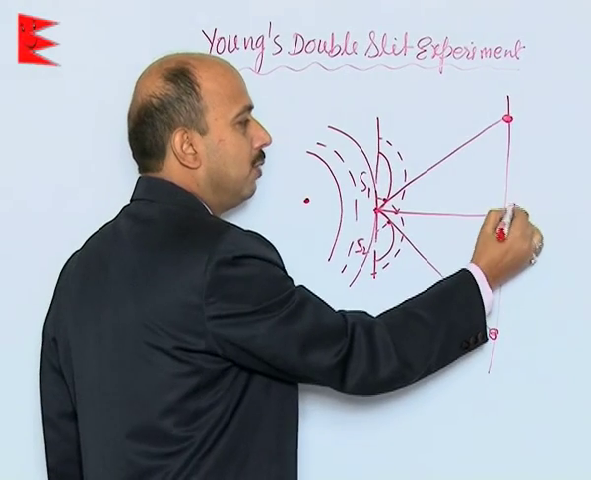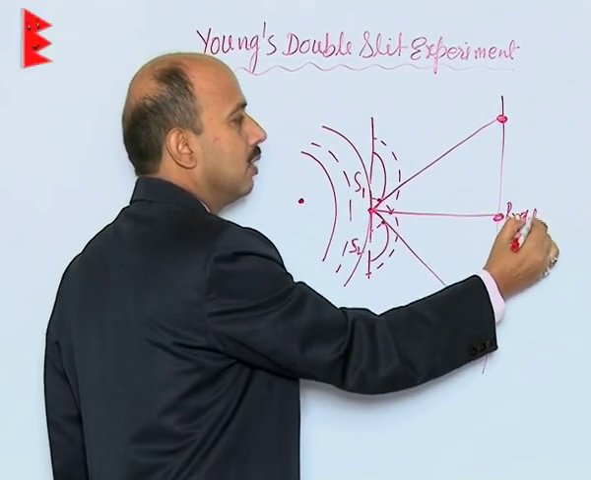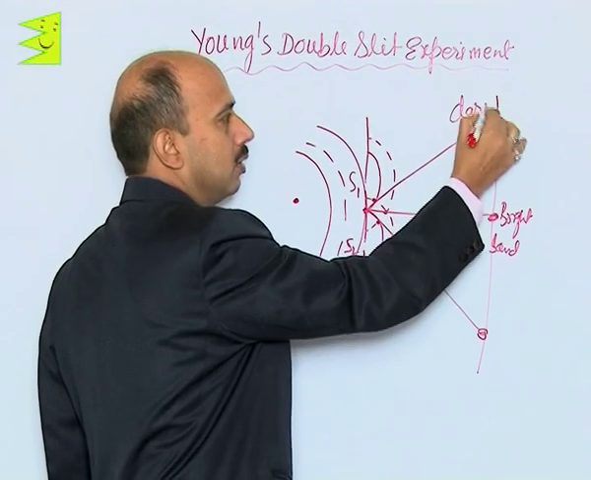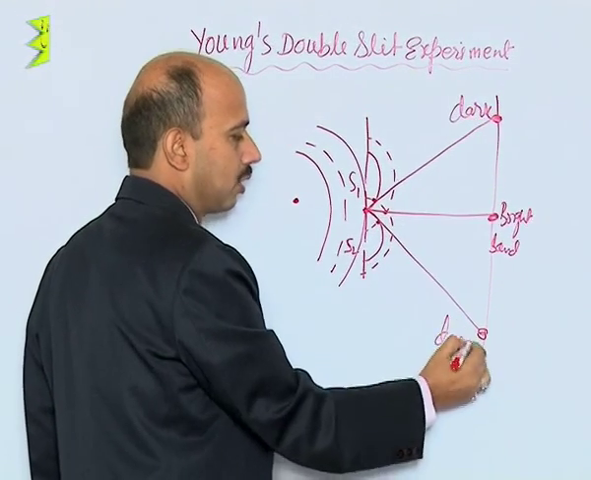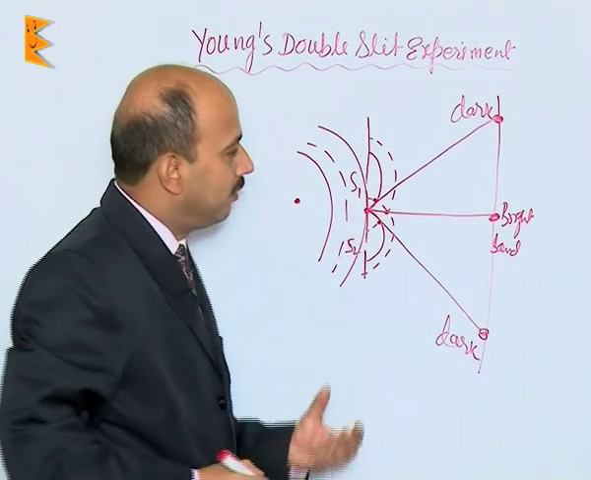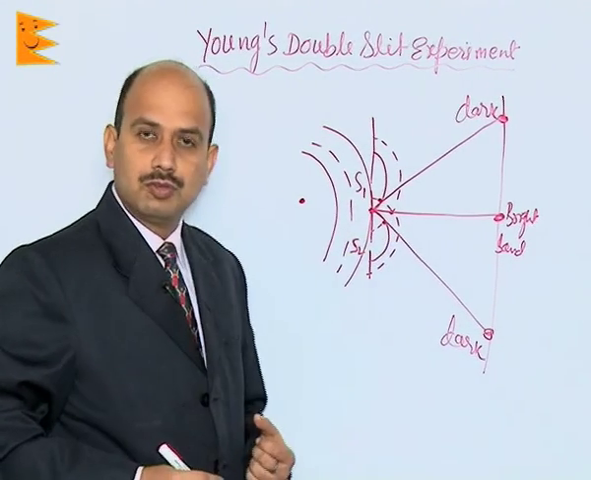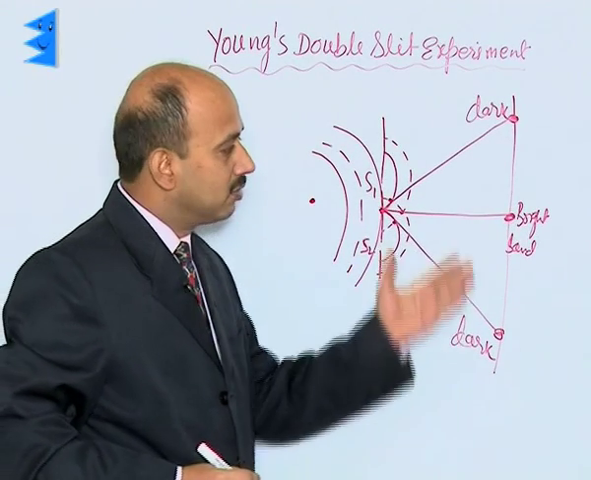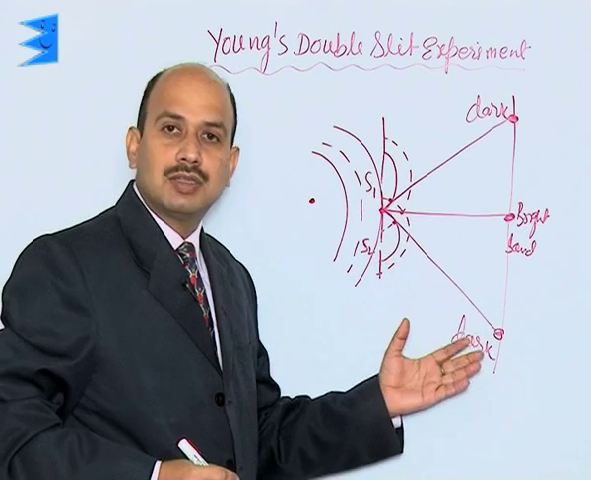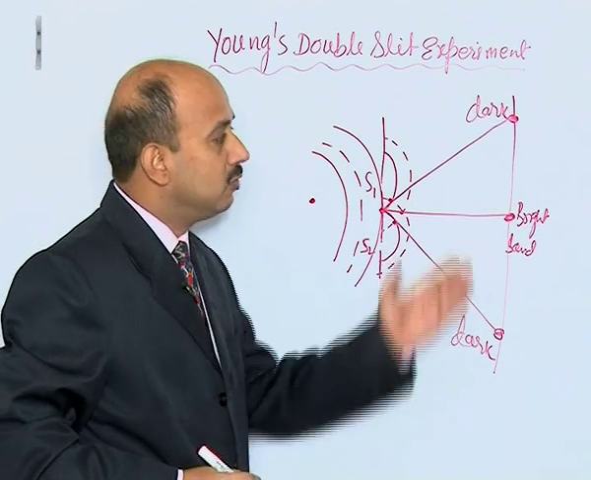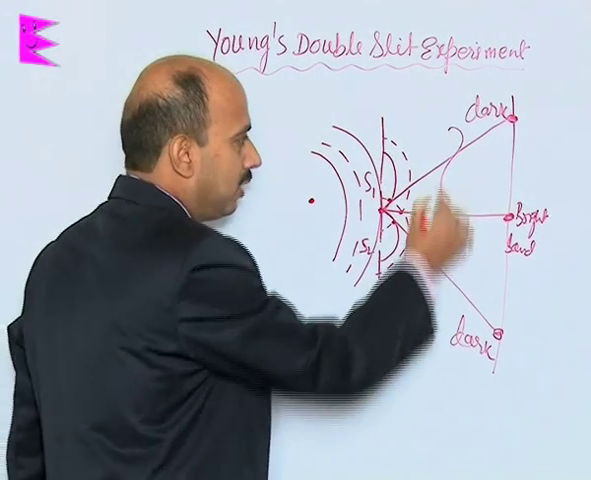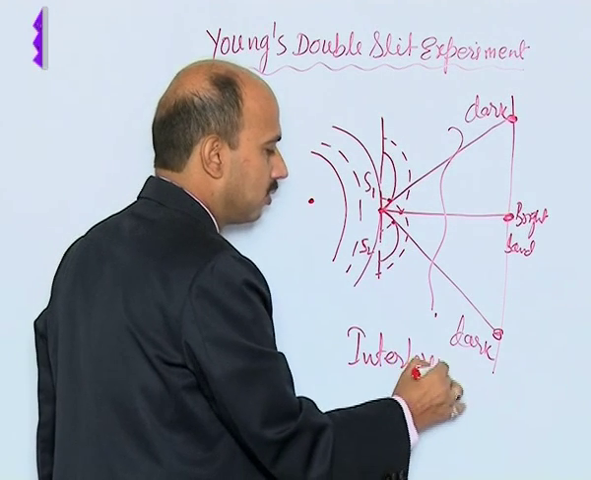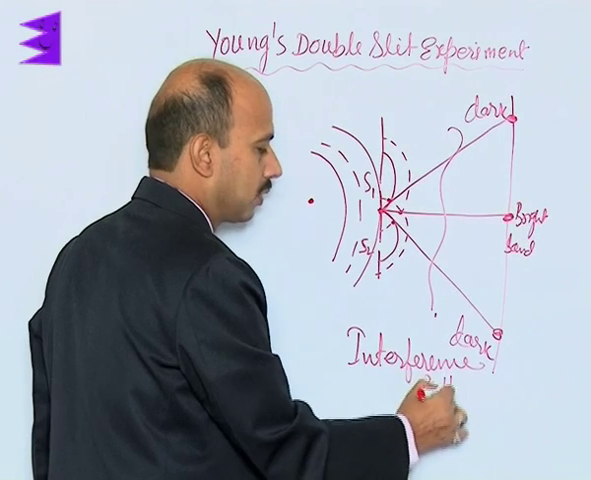So here the bright band will be formed, and this one is dark, and this one is also dark. So when two light waves coming from two coherent sources superimpose on each other, we get a pattern on the screen where bright bands and dark bands are obtained. This pattern is known as the interference pattern. So this whole thing is known as the interference pattern.